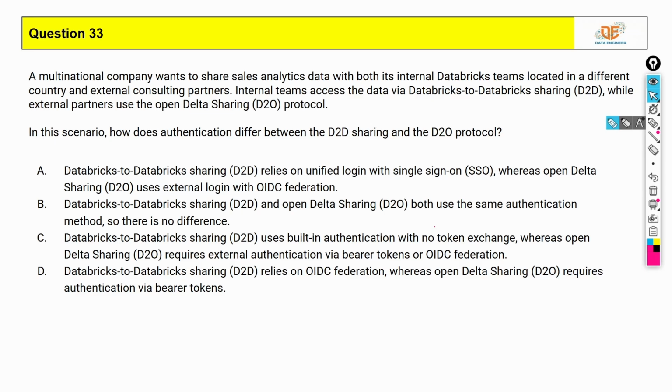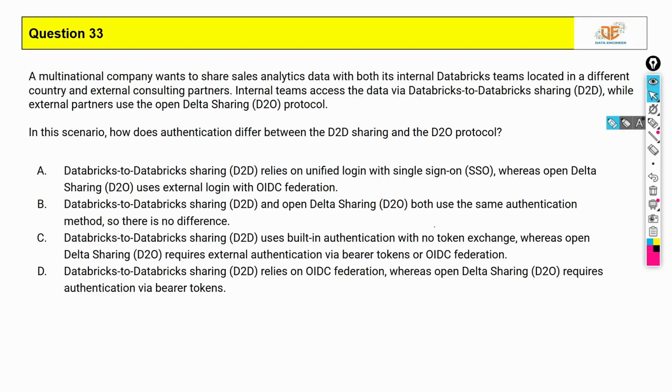So they are using some other tool to access that particular data. In data sharing, I'll just give some brief about it first. In data sharing, we have two ways: Databricks to Databricks and open sharing. In Databricks to Databricks, it can be on GCP, AWS or Azure. It can be on anything, but it should be a Databricks account.